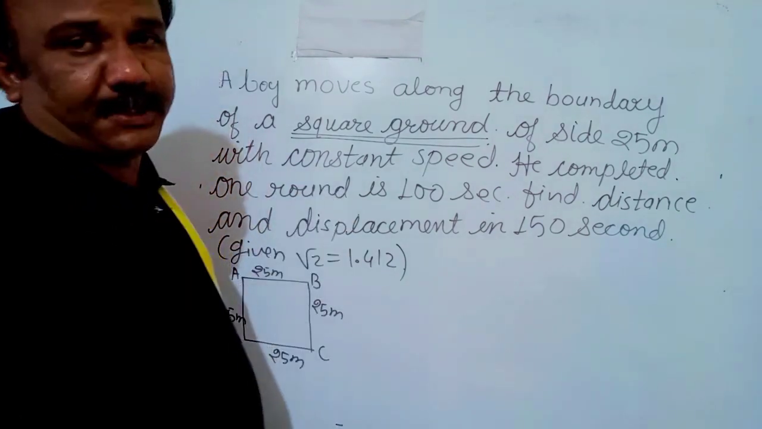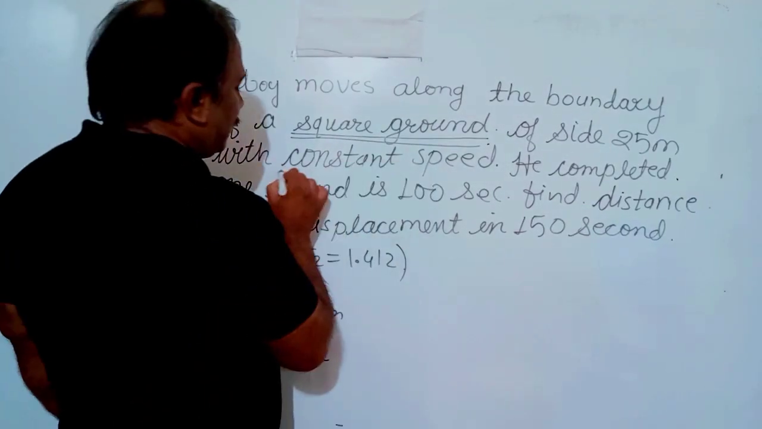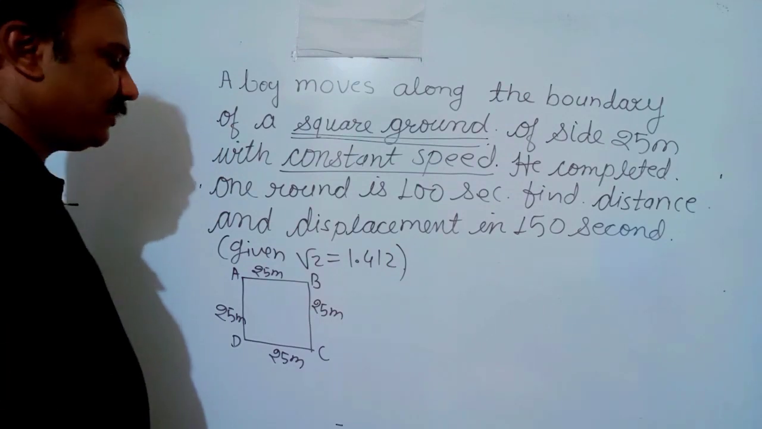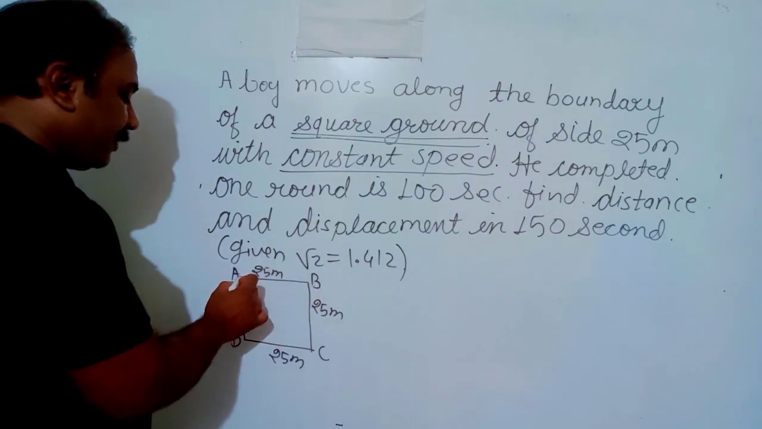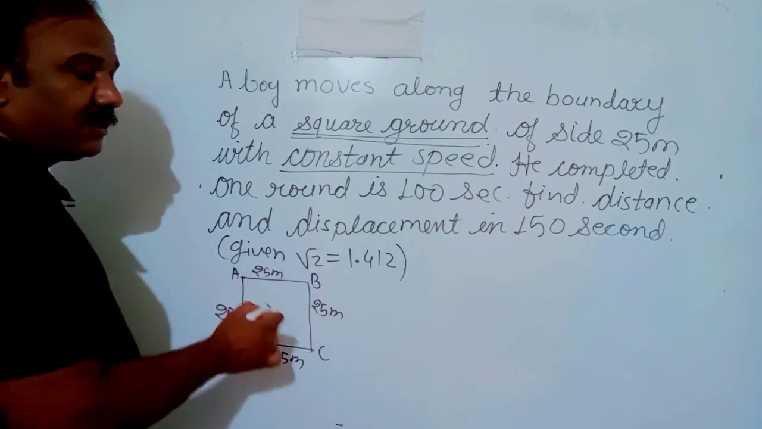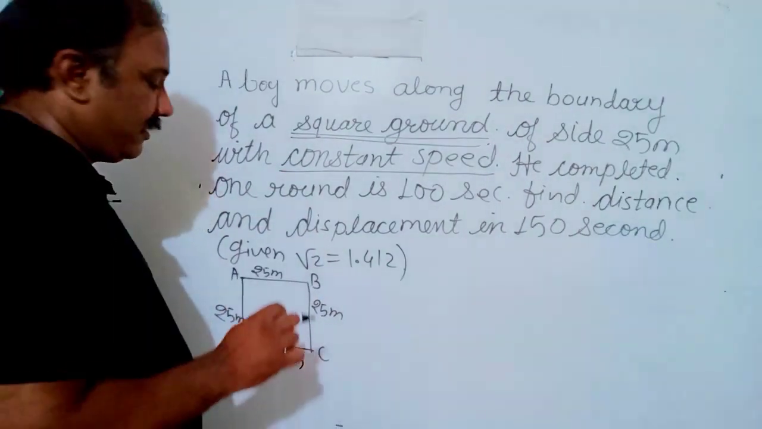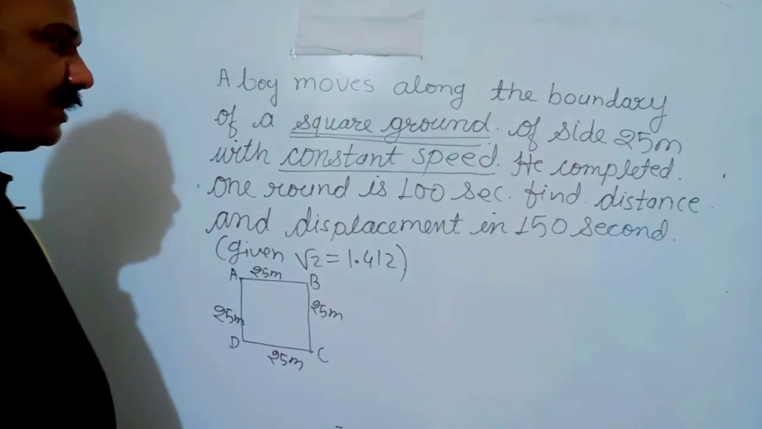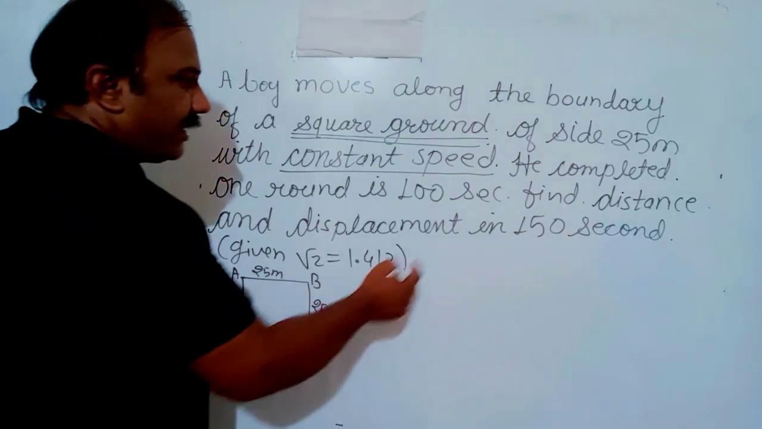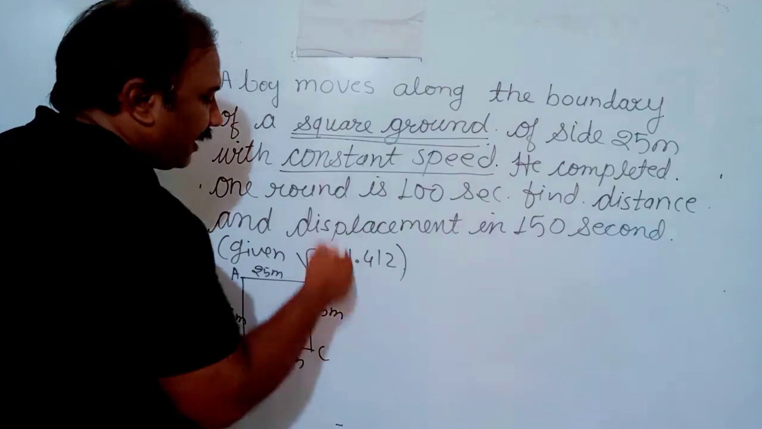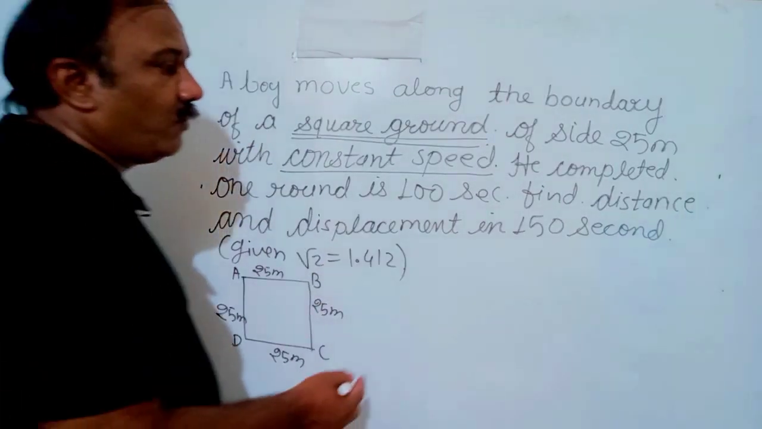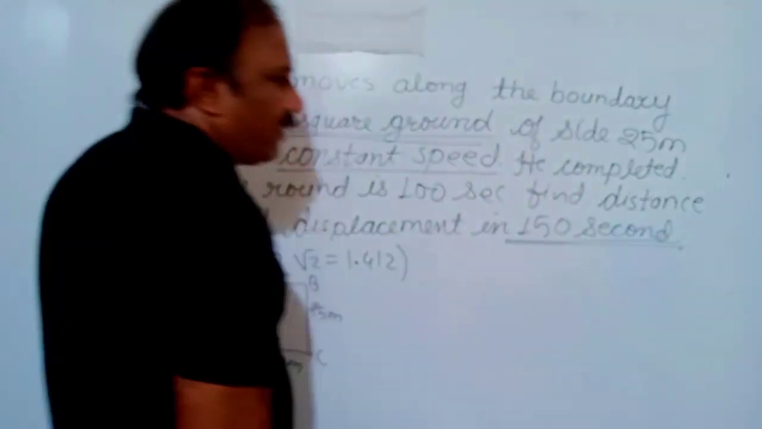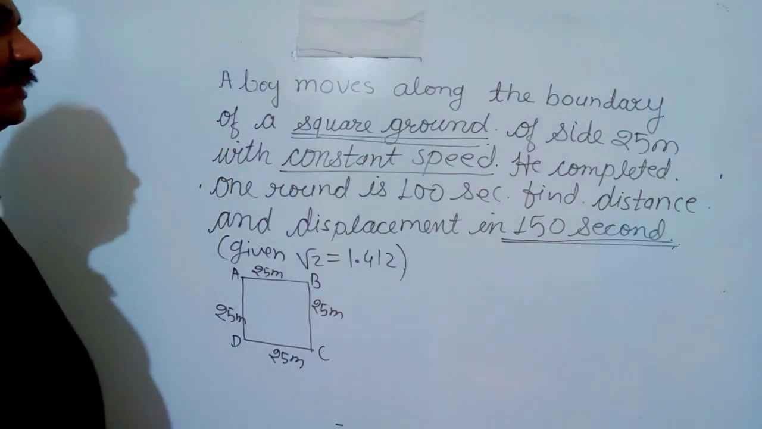He is moving with constant speed. He completed one round in 100 seconds, with constant speed. Then find distance and displacement in 150 seconds. So let's see the problem.